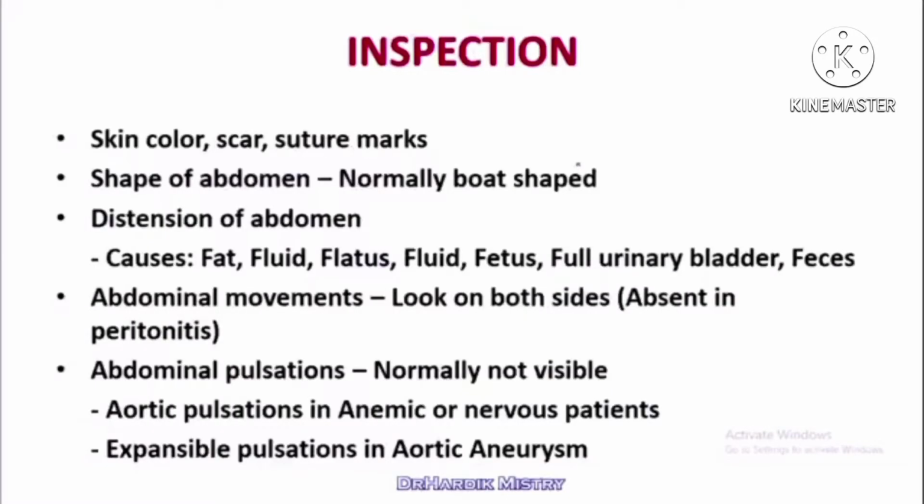Inspection: look for the skin color, scars, suture marks, shape of the abdomen, which is normally boat shaped, distension of the abdomen, causes: fat, fluid, flatus, fetus, full urinary bladder, feces, and abdominal movements. Look on both the sides. If it is absent, it is in peritonitis. Abdominal pulsations are normally not visible. Aortic pulsations are seen in anemic or nervous patients. Expansile pulsations are seen in aortic aneurysm.